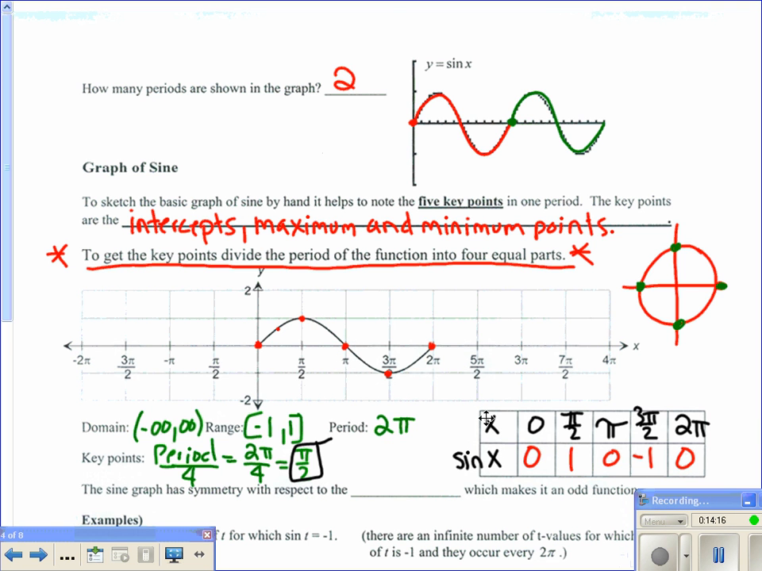Now, remember that these values are going to keep going around your circle. So I'm at 2 pi right here. If I add another pi over 2, which would be 5 pi over 2, now I'm at 1. If I go another pi over 2, which would be right here, which is 3 pi, I would be at 0.